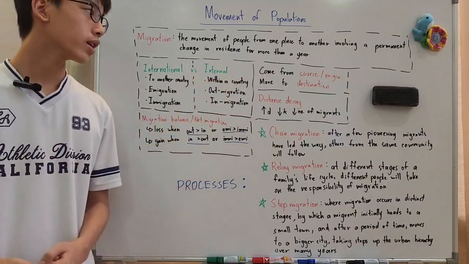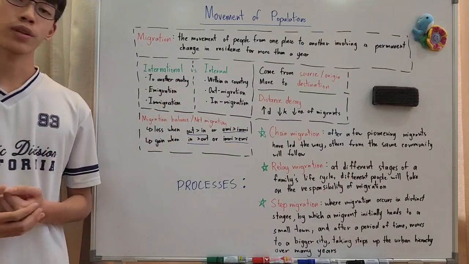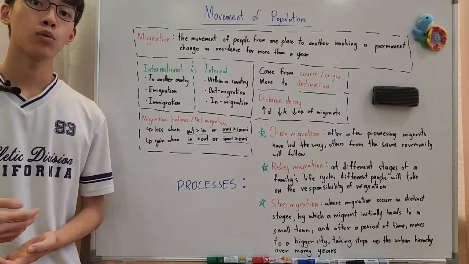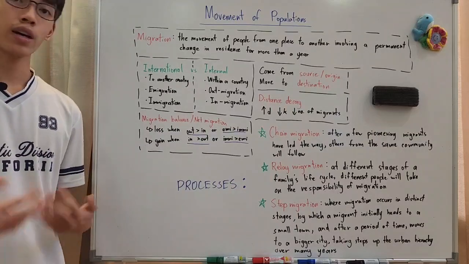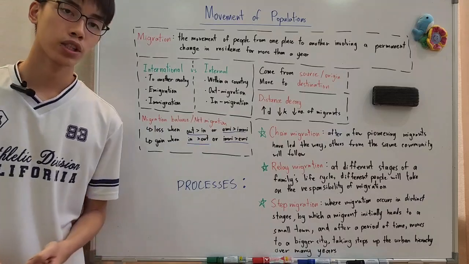These are two important terms. The area, the places that the migrants come from, is called the source or the origin, and the area that they are moving towards, they are trying to migrate towards, or they are in, is called the destination.